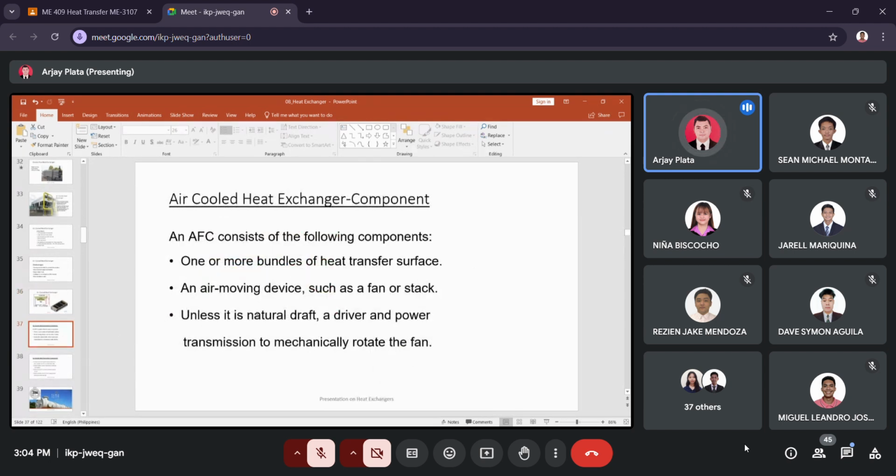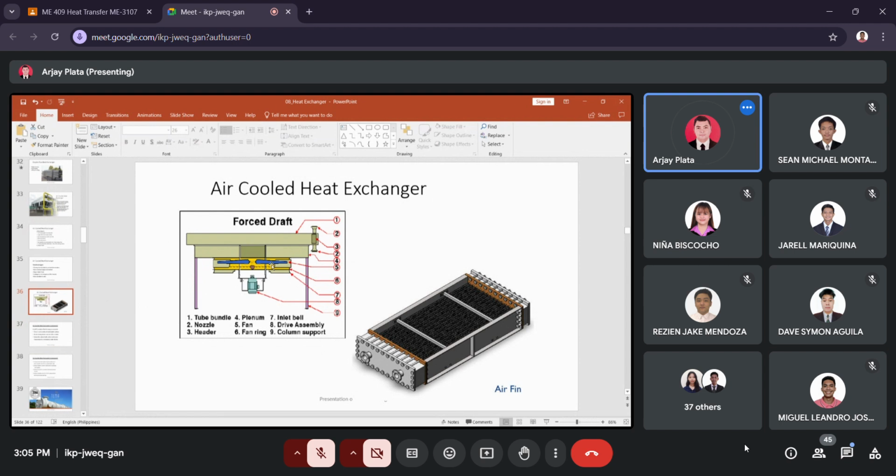Okay. So an air fin cooler consists of the following components: one or more tube bundles of heat transfer surface, an air moving device such as a fan or stack, and unless it's natural draft, a driver and power transmission to mechanically rotate the fan. So here we use forced convection to cool down the fluid. We have a fan there, so we will have bulk motion of fluid.